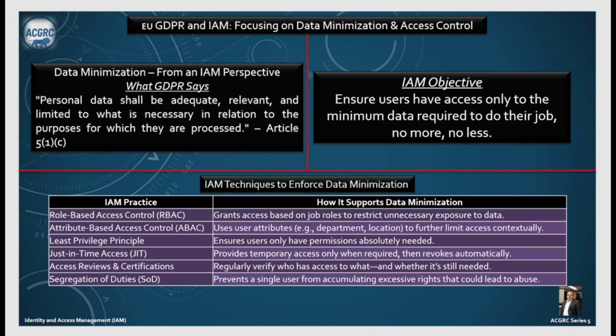Data minimization. What does GDPR say? Personal data shall be adequate, relevant and limited to what is necessary in relation to the purposes for which they are processed. Memorize this if required to, but the core objective here is that personal data should be adequate for the work that they are purposed for. What you need and what you have got should match, nothing more than that. This is defined in Article 5(1)(c) of GDPR.